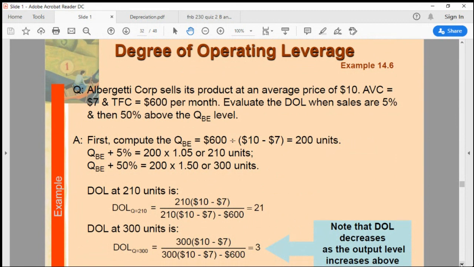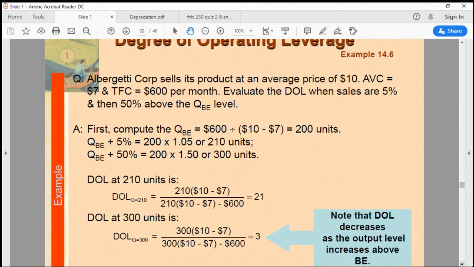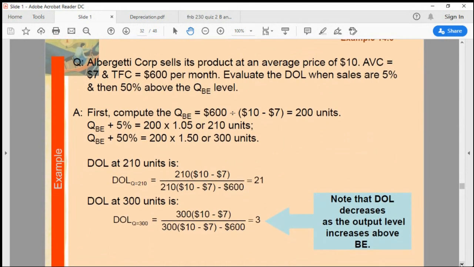So here's an example of DOL, degree of operating leverage. Alberghetti Corporation sells its product at an average price of $10. Average variable cost is $7. Total fixed cost is $600 per month. Evaluate the DOL when sales are 5%, and then 50% above the break-even output level. Okay, so first, let's find the break-even point. It's not difficult.